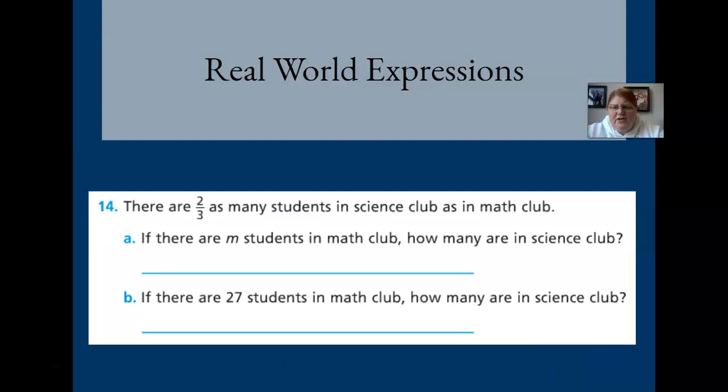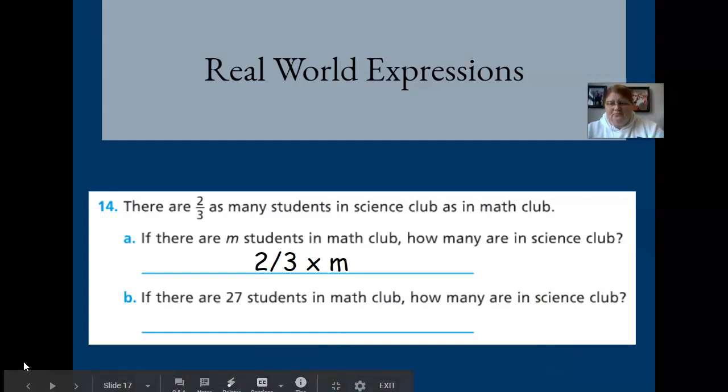So there are 2/3 as many students in science club as in math club. So remember, 2/3, when it says "as many," that's the same as "of," which is the same as multiplied. Okay? So if there are M students in math club, how many are in science club? Well, I know that this says "as many," so I know I'm going to multiply 2/3 times M. So my expression is going to be 2/3 times M.